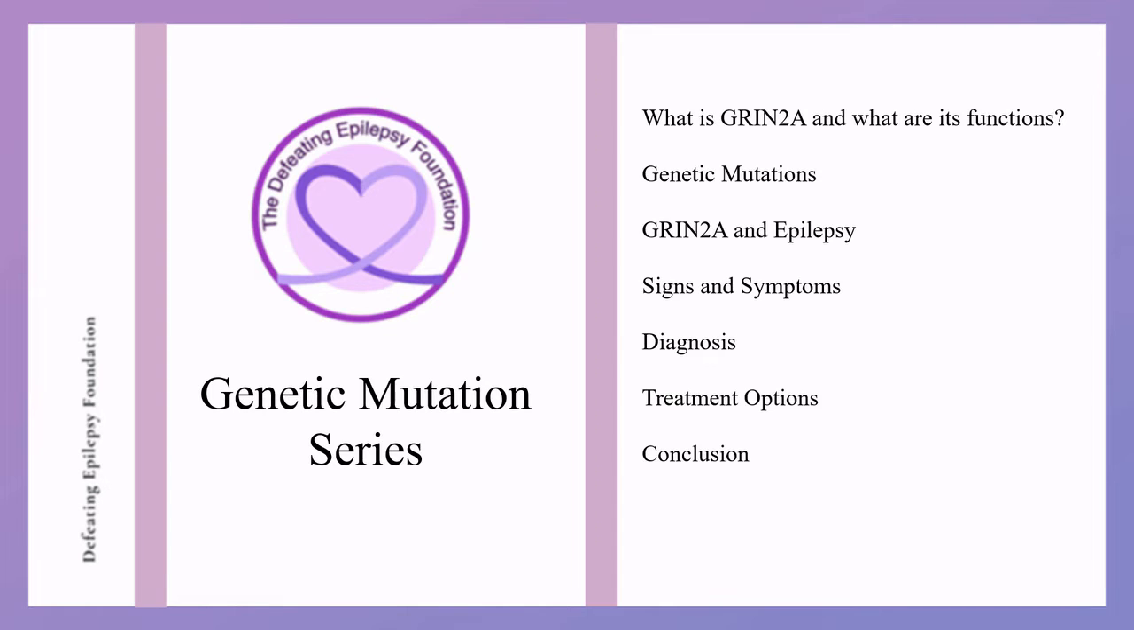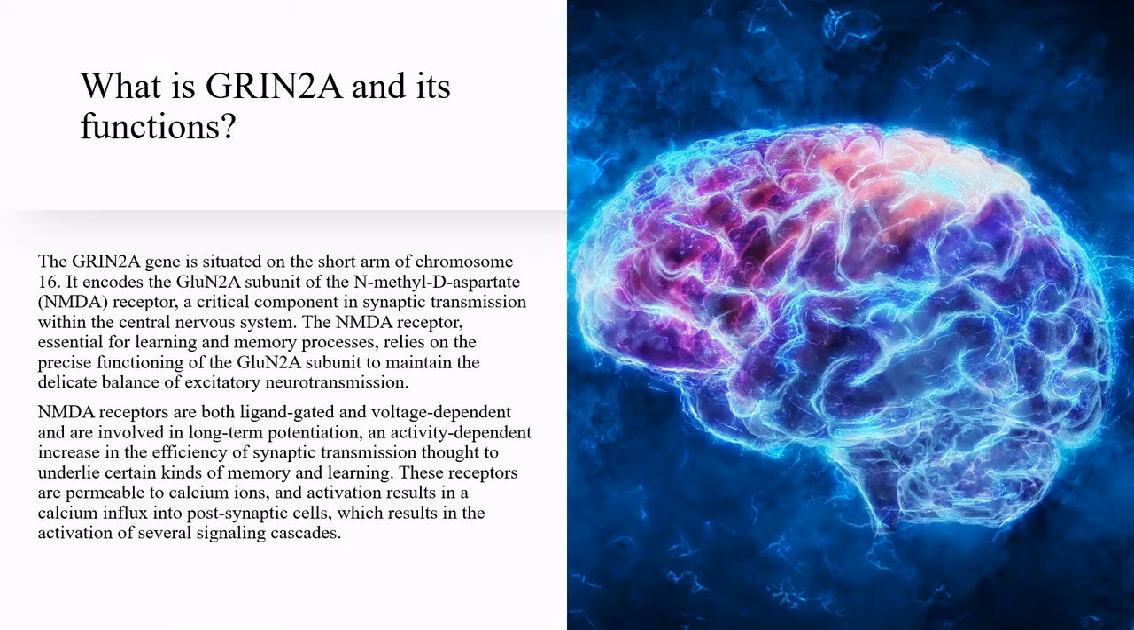The GRIN2A gene is situated on the short arm of chromosome 16. It encodes the GLUN2A subunit of the N-methyl-D-aspartate, NMDA, receptor, a critical component in synaptic transmission within the central nervous system. The NMDA receptor, essential for learning and memory processes, relies on the precise functioning of the GLUN2A subunit to maintain the delicate balance of excitatory neurotransmission.